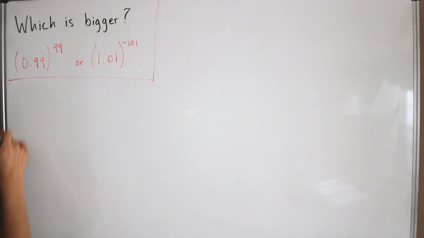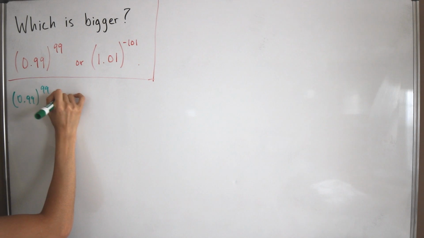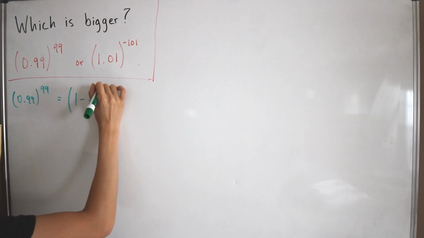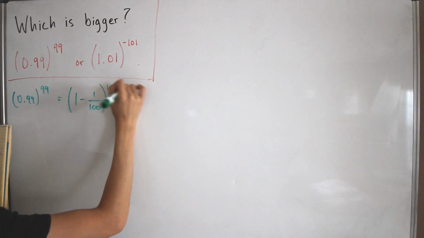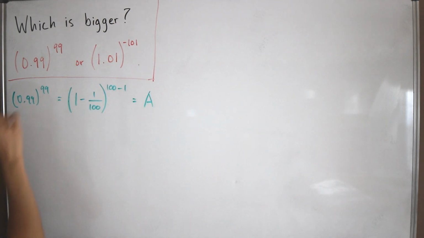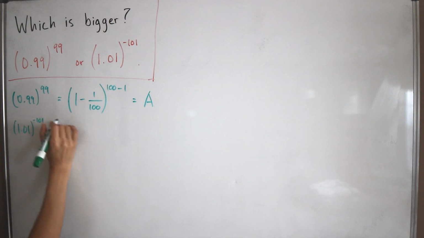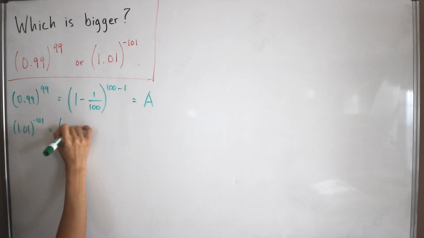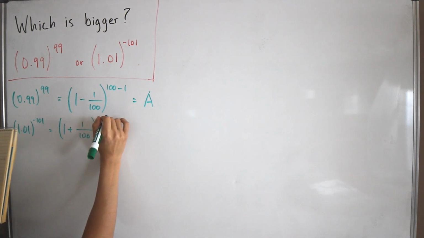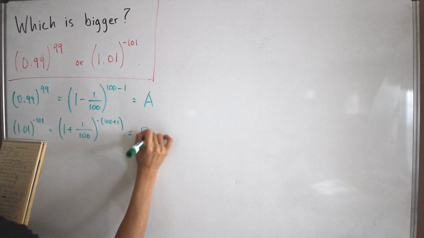Let's start with the left-hand side, 0.99 to the power 99. That can be written as the following: 1 minus 1 divided by 100, to the power 100 minus 1. I'll call this capital A, for example. For the right-hand side, 1.01 to the power negative 101, we can write that as 1 plus 1 divided by 100, and then to the power negative, and in the expression we have 100 plus 1. I'll call this capital B.